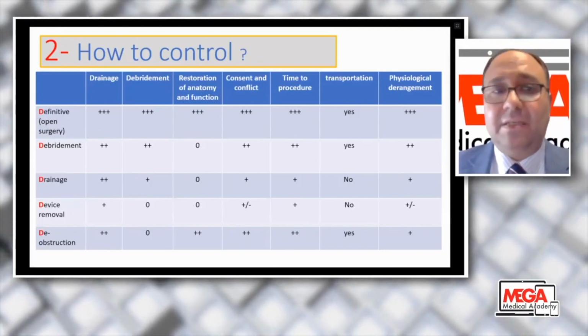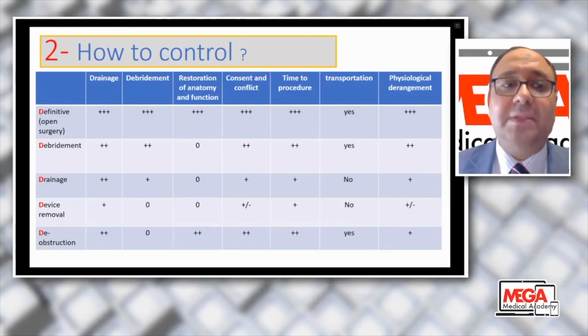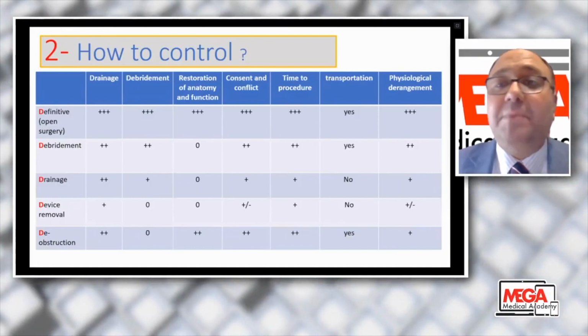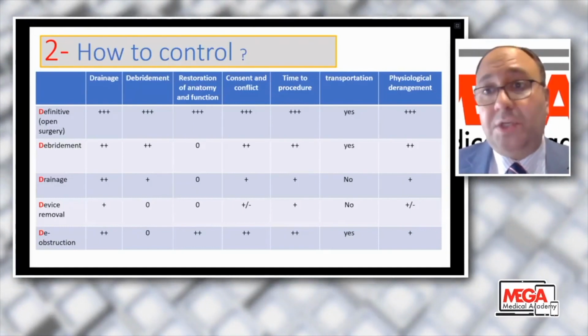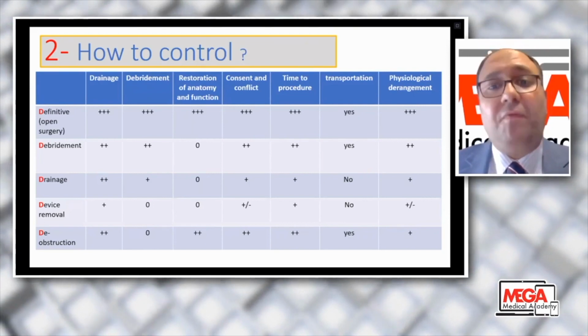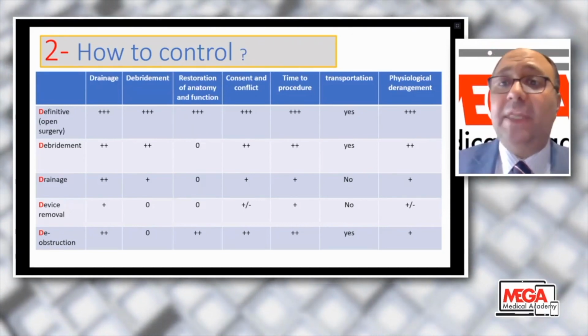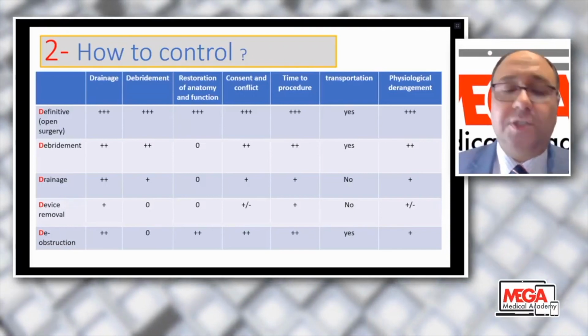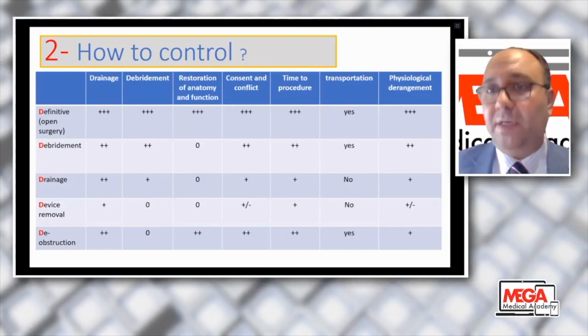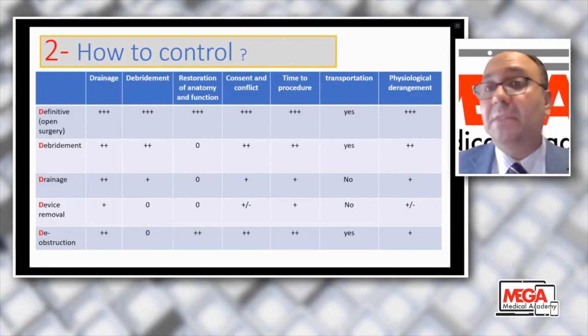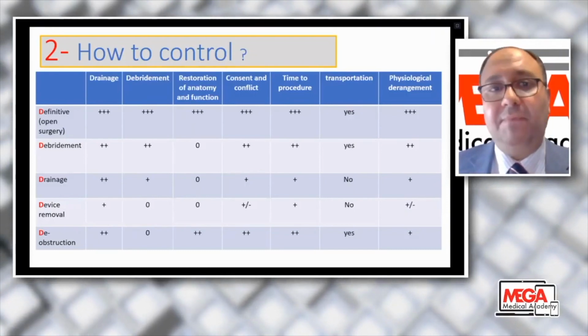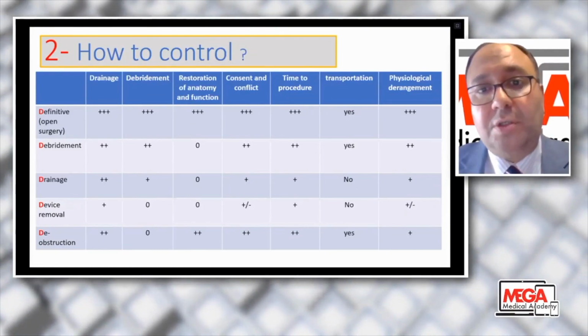Debridement is less than drainage, and debridement can be done by debridement only, with no restoration of the anatomy or the function, less conflict, less time, less transportation. The drainage, by putting a drainage tube by an interventional radiologist, will help in drainage, little for debridement, and has no role in the restoration of the anatomy or the function.